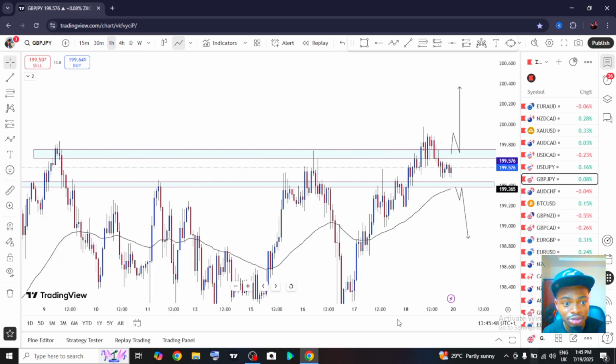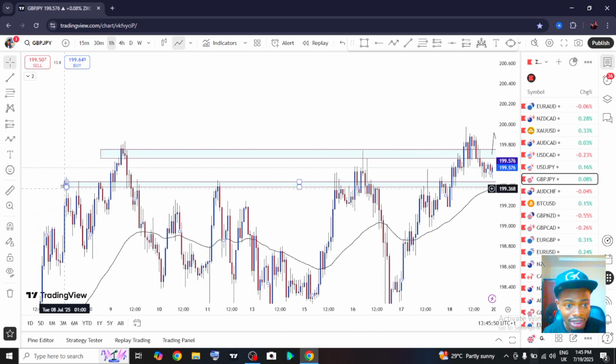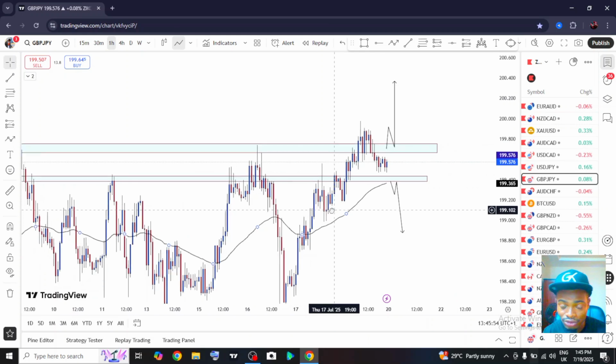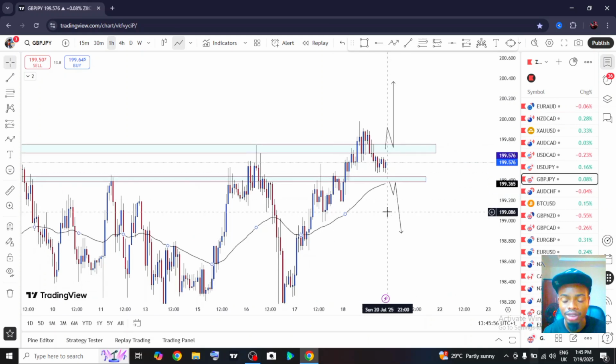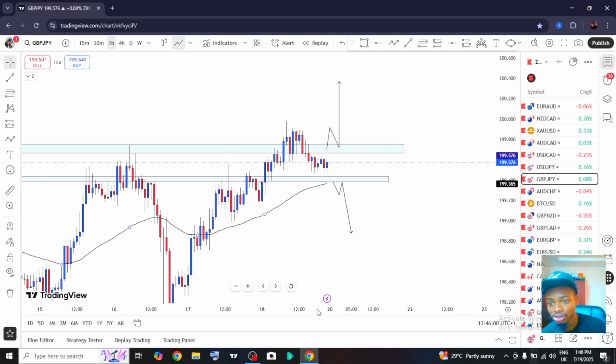Why? Because we have a little bit of support and resistance area. As you can see right here, we have rejection from area of interest. So if price is able to break it below, and you have a retest and an engulfing, I'll be interested in taking this trade this week.